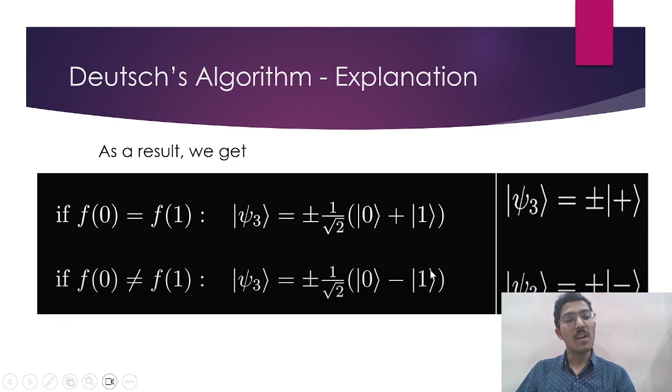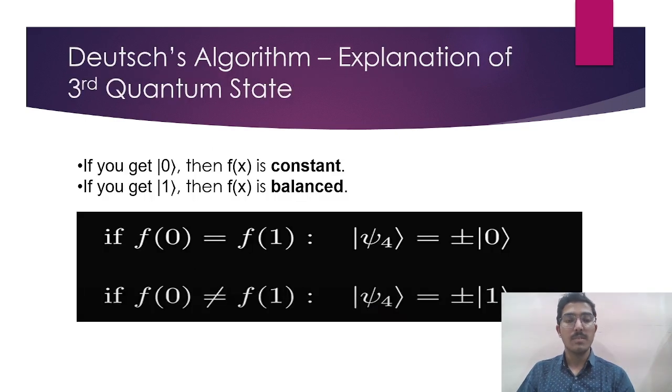As a result, we get if f of 0 is equal to f of 1, the third quantum state is equal to plus minus 1 by root 2 of 0 qubit plus 1 qubit. And if f of 0 is not equal to f of 1, then the third quantum state will be plus minus 1 by root 2 of 0 qubit minus 1 qubit. Also, we can represent it as the third quantum state is equal to plus minus of plus qubit when f of 0 is equal to f of 1, and plus minus of minus qubit when f of 0 is not equal to f of 1. If we get 0 qubit, then f of x is constant, and if we get 1 qubit, then f of x is balanced.